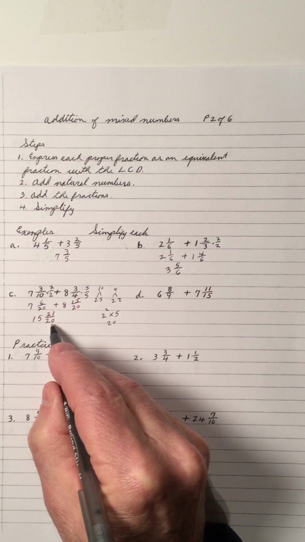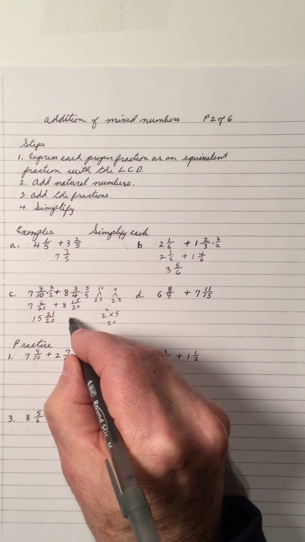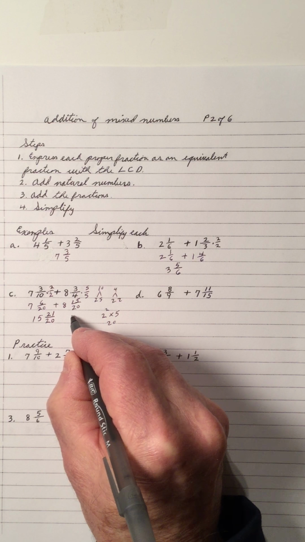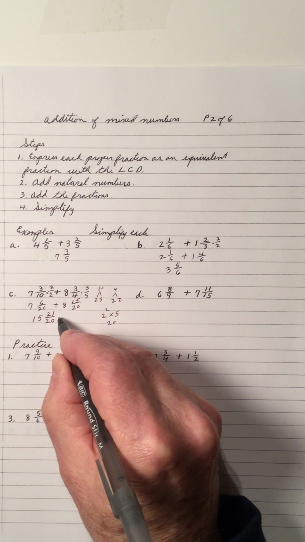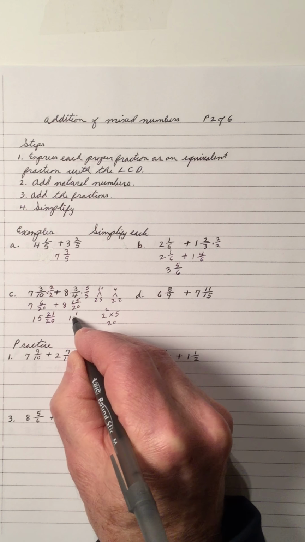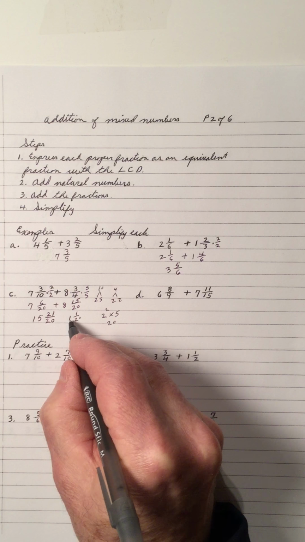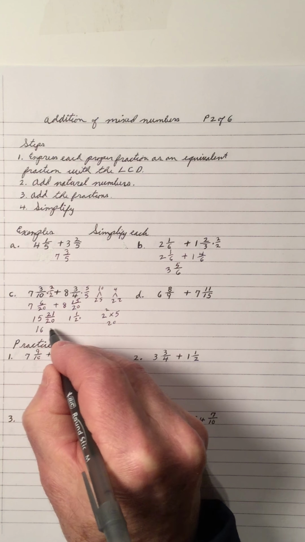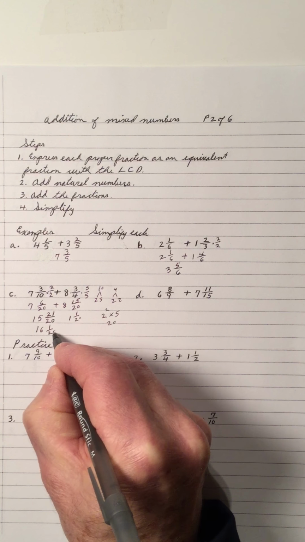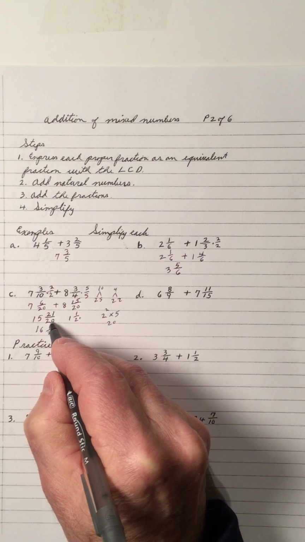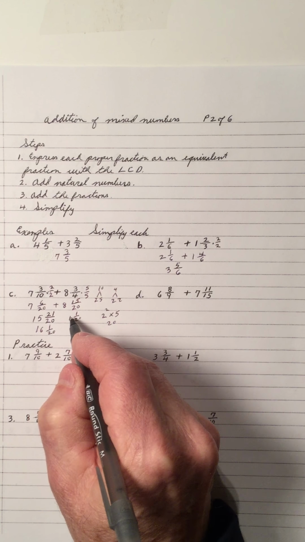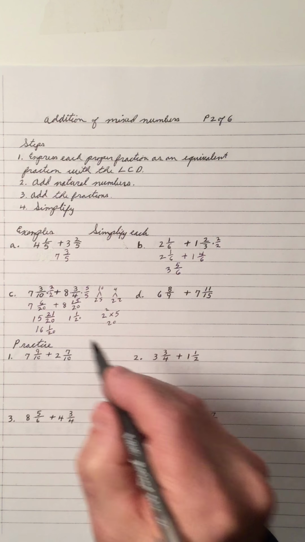Notice you have an improper fraction. This improper fraction, 21 over 20, is 1 and 1 over 20. So 1 plus 15 is 16 and 1 over 20. For improper fractions, you divide the denominator into the numerator and it'll give you 1 and 1 left.